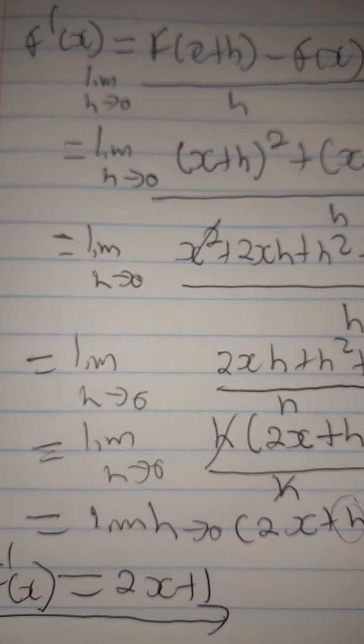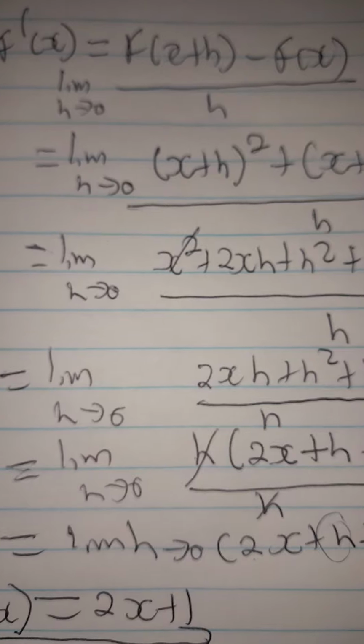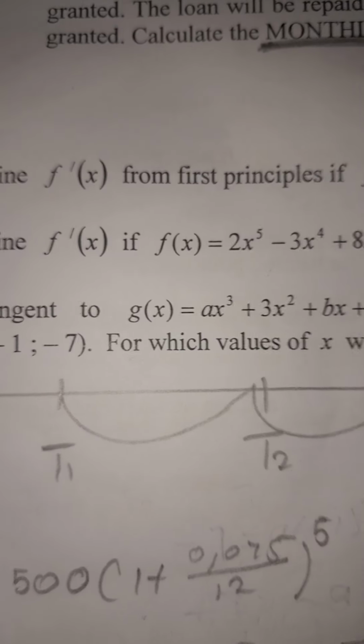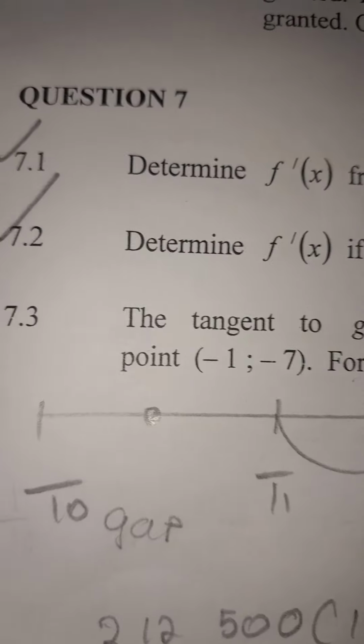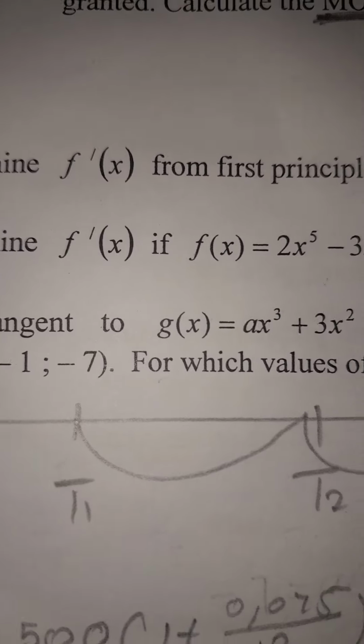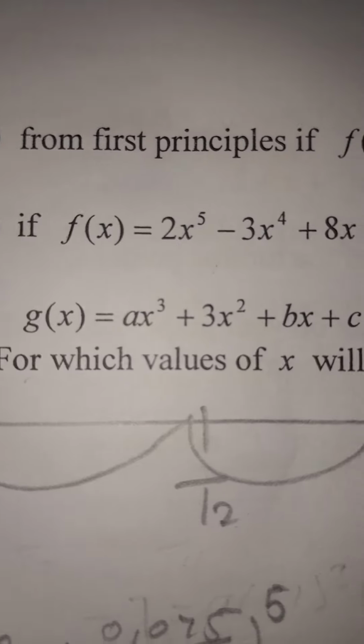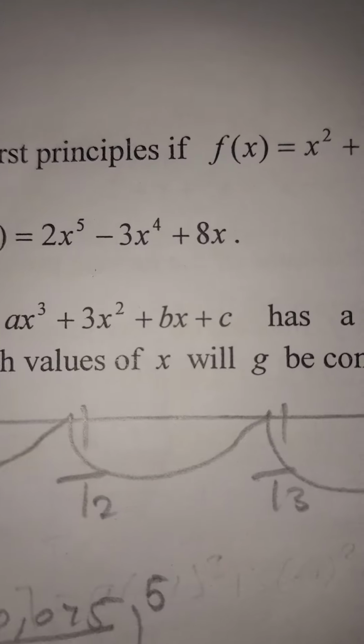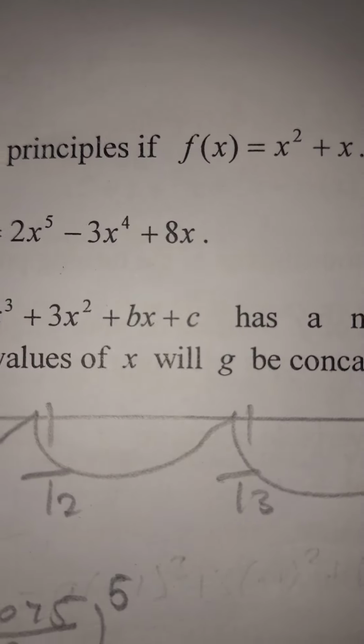So now we are going to work with 7.2. Yes, we are at 7.2. Determine f prime of x if f of x is equal to 2x squared minus 3x to the power 4 plus 8x.